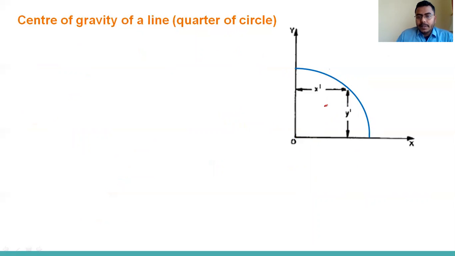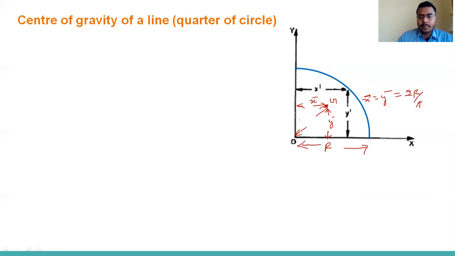Suppose the centroid will be here in this case. So we got x bar and y bar. Both are equal, x bar is equal to y bar, that is 2r by pi, if the radius is capital R. Right. So what will be this centroid distance from the center?